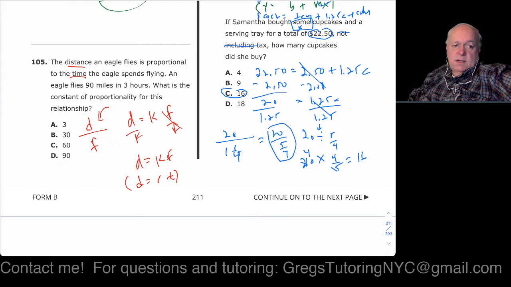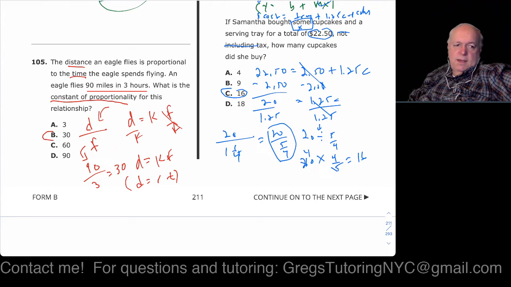An eagle flies 90 miles in 3 hours. What is the constant of proportionality for this relationship? All right, so what they're asking us is to do that 90 miles, right? If we map this here, 90 miles over the time flying is 3 hours, and we get the 30. Okay, so this one wasn't too bad either.